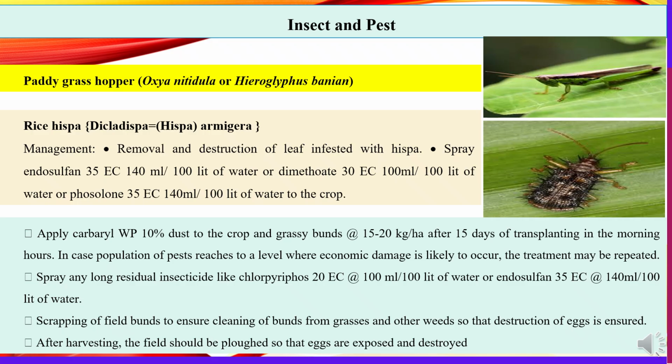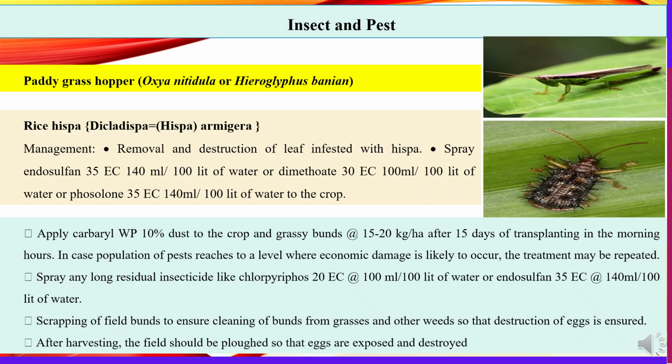Chemical control. For early infestation, spray endosulfan 35 emulsifiable concentrate at the rate of 140 ml per 100 liters of water, dimethoate 30 emulsifiable concentrate at the rate of 100 ml per 100 liters of water, or phosalone 35 emulsifiable concentrate at the rate of 140 ml per 100 liters of water.